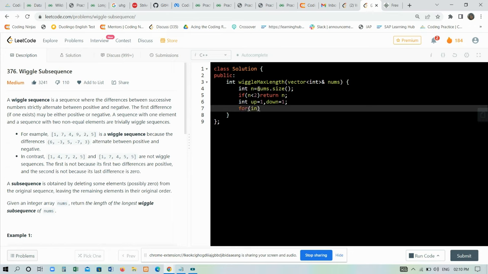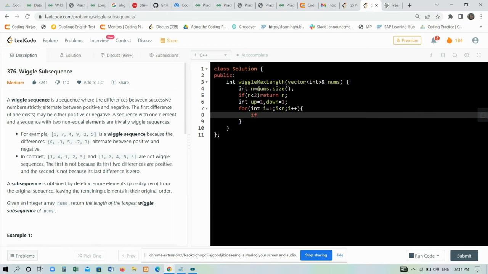Now for the loop, we will start with the next element, because we know that the first element can be part of any of the sequences, either increasing or decreasing. So that element will contribute to every sequence. So i plus plus, and if nums of i, the current element, is greater than the previous one, we will increase the up value by up equals down plus 1.